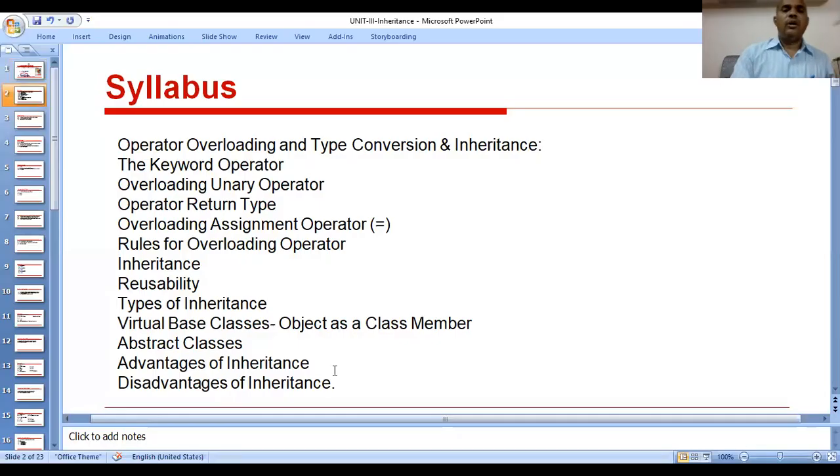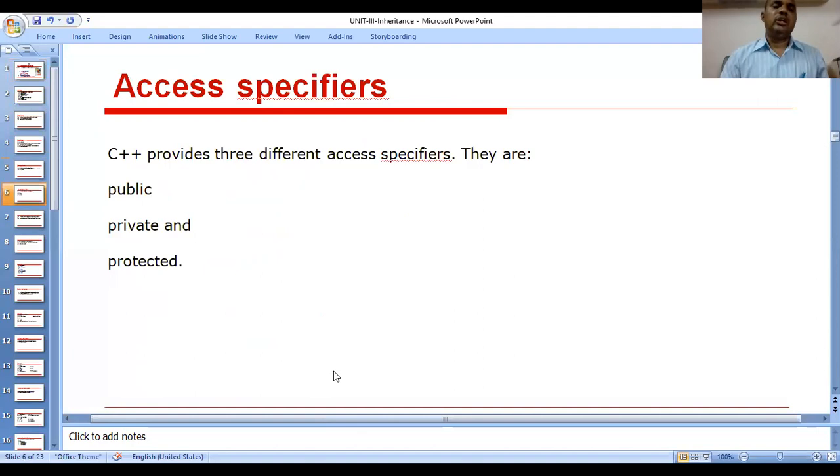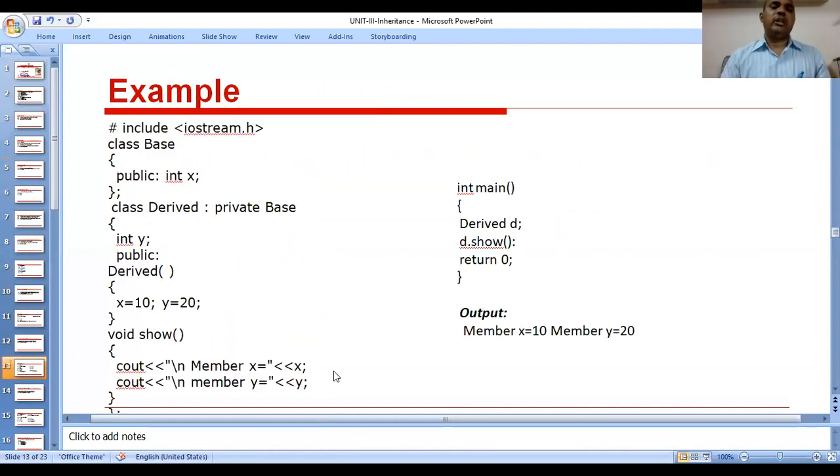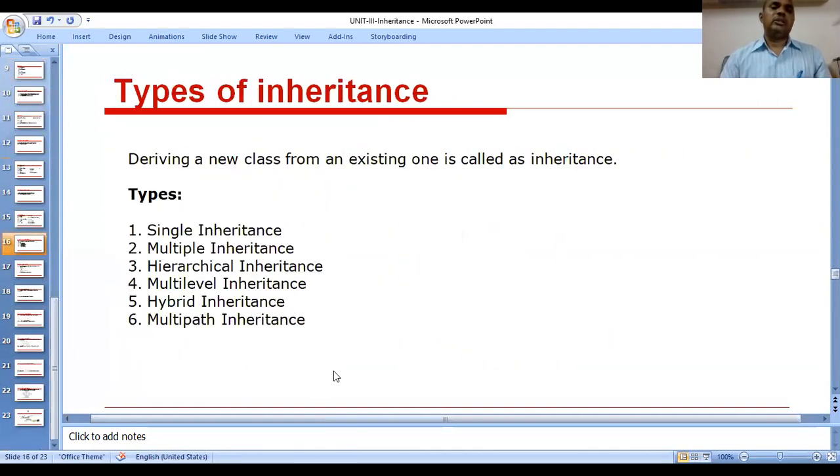How many types of inheritances? There are 6 types. The first one is single inheritance. Second one is multiple inheritance. Third one is hierarchical inheritance, then multi-level inheritance, hybrid inheritance, and multi-path inheritance. These are the most important in object-oriented programming languages. Whenever you go, this follows you. Clear, all of you? Then the next one, single inheritance.